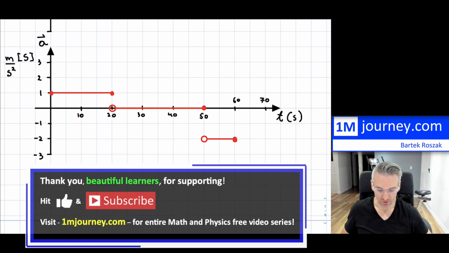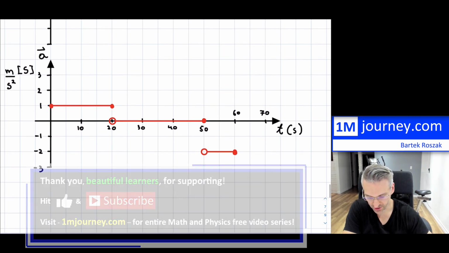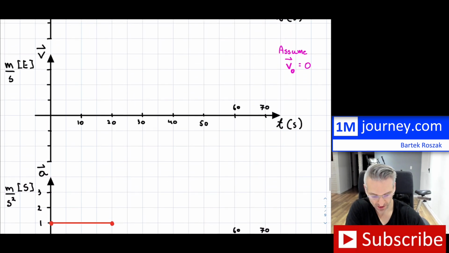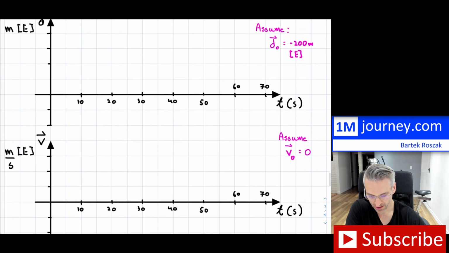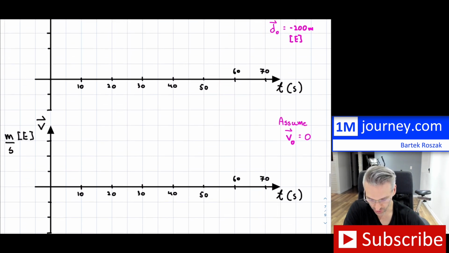In this video, I'm going to go over how you go from an acceleration graph, so acceleration and time, and then switch back into a velocity-time graph, and then finally a position-time graph. So how do you do that?